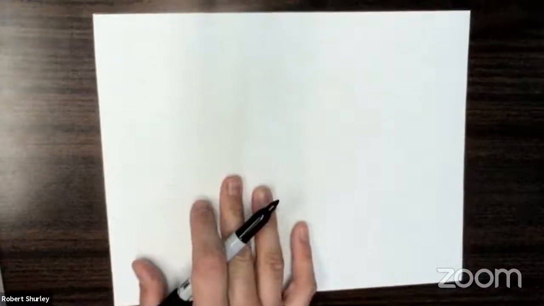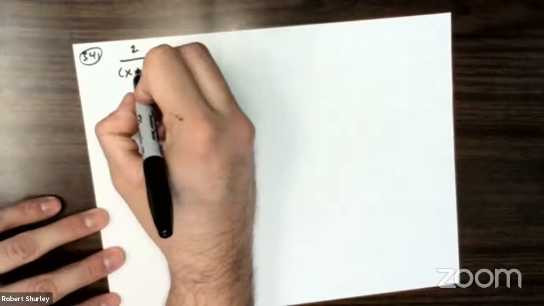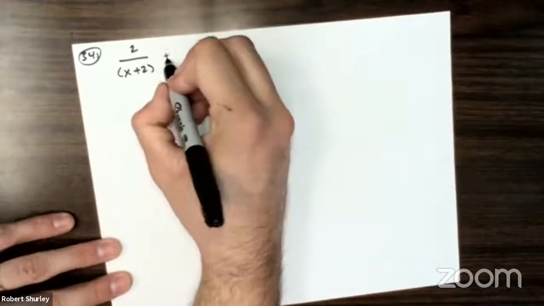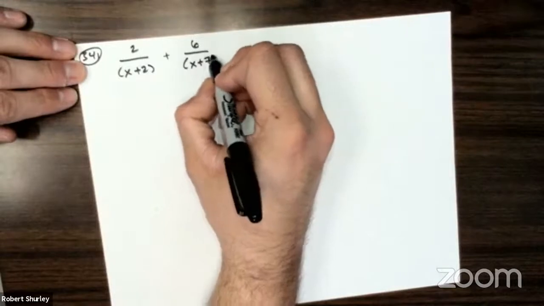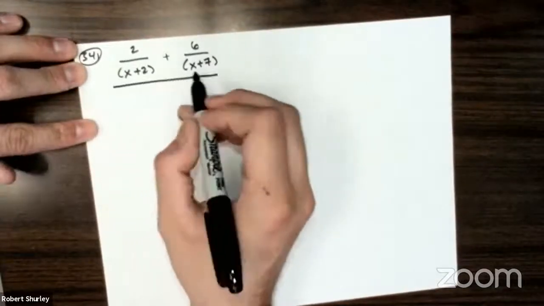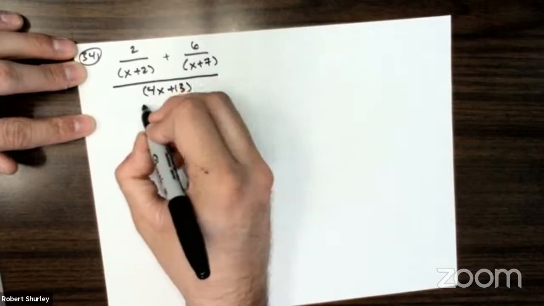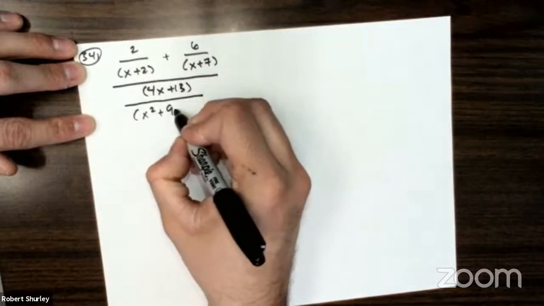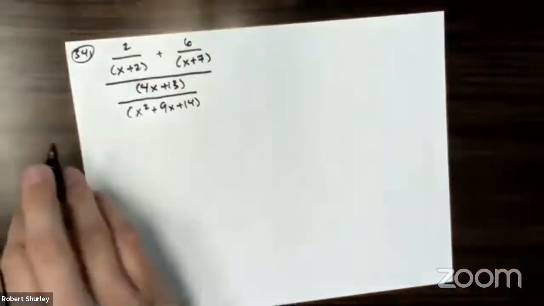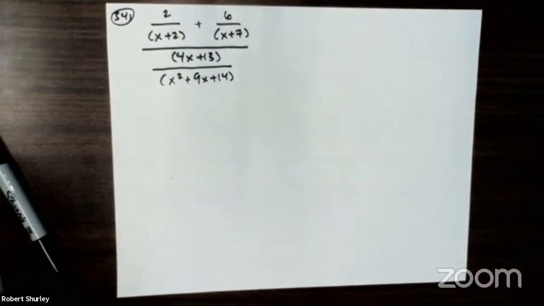Okay, so this is number 34. 2 over x plus 2 plus 6 over x plus 7, all over 4x plus 13, in parentheses, over x squared plus 9x plus 14. Okay? Man, this is number 34 in your book. It's on page 459.